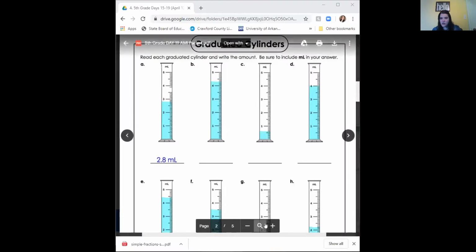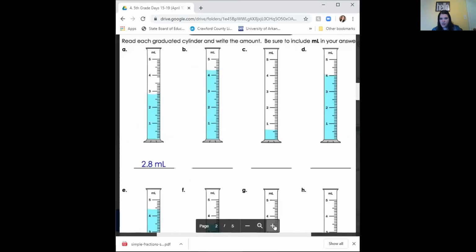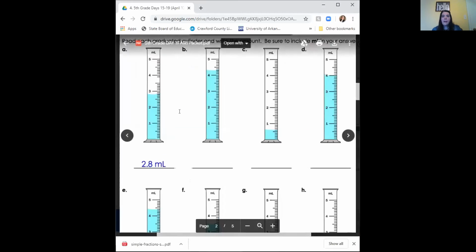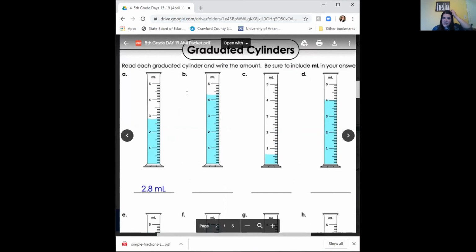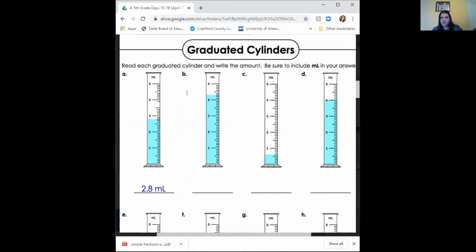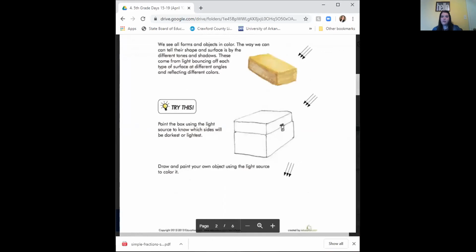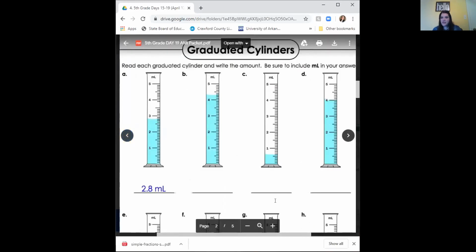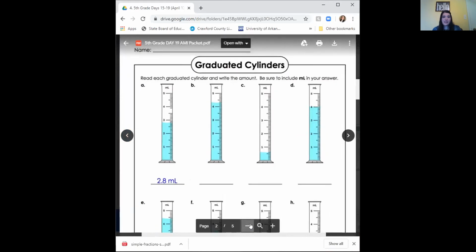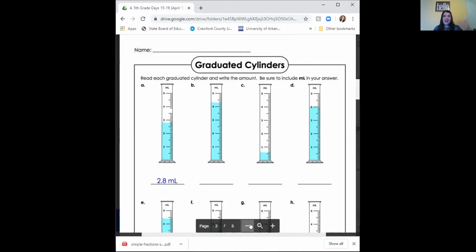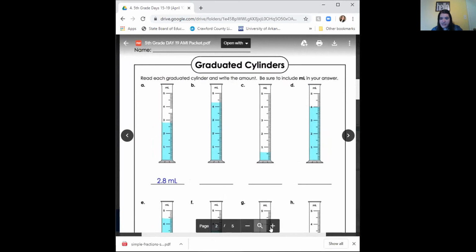And as always, after writing, we do science. So today for science, they've given you this worksheet about graduated cylinders. I know it's probably a little hard to see on here because I can't zoom in very far, but all it wants you to do, it says read each graduated cylinder and write the amount. Be sure to include ml in your answer. So ml just stands for milliliters, and that's how you measure in a graduated cylinder. You measure by milliliters. So it gives you an example of this first one.